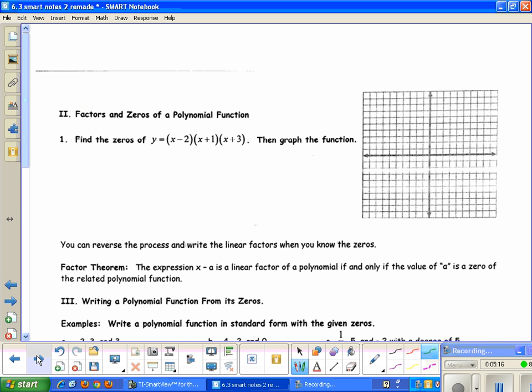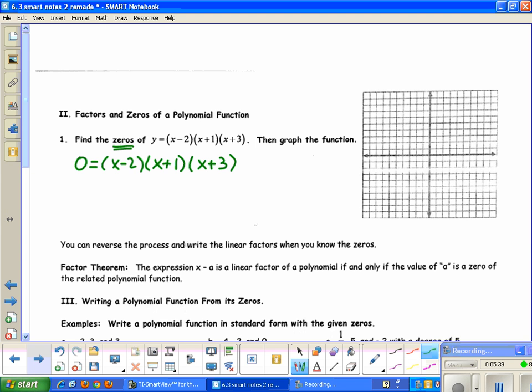All right, so for the next part, we're going to talk about factors and the zeros of a polynomial function. Find the zeros given this equation and then graph the function. If I look at this equation and I want to find the zeros, remember that means I really want to find the x-intercepts. Well, how do you find the x-intercepts? You set the equation equal to 0 first, and then you're going to solve for x.